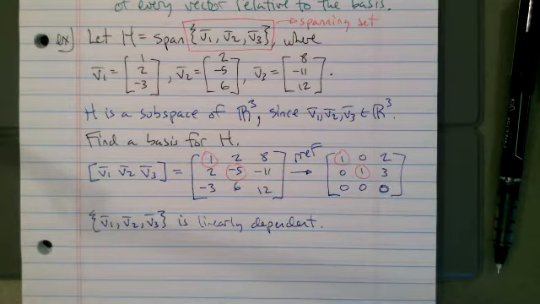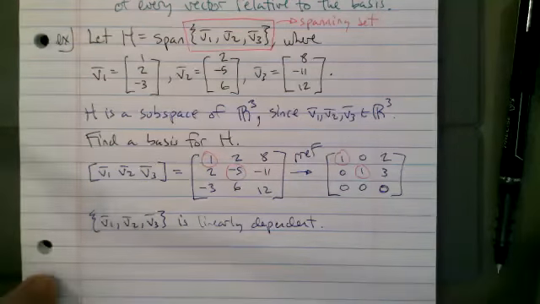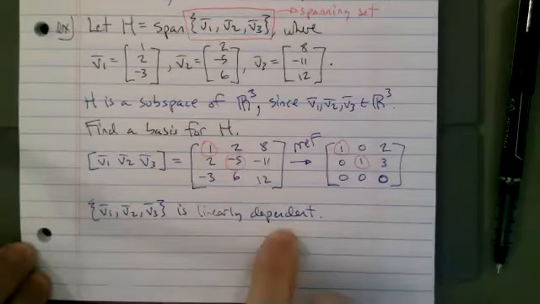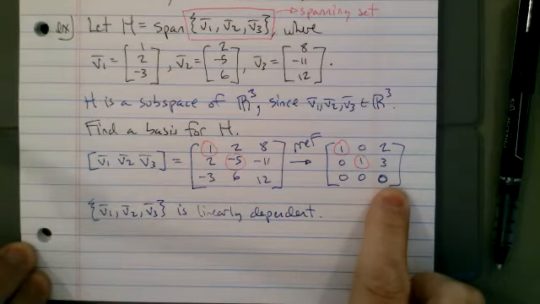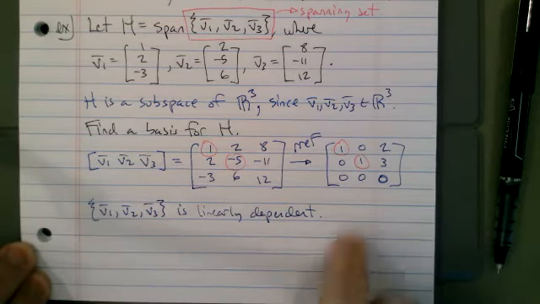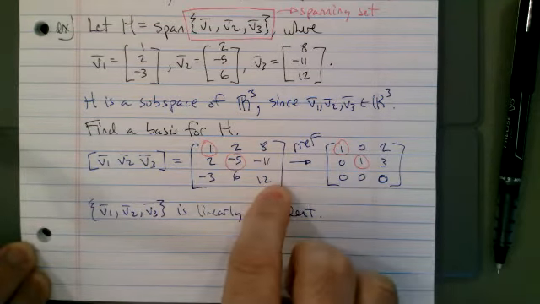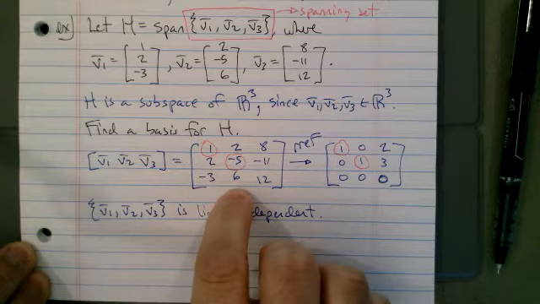But if we remove vector V3, then we'll just have vectors V1 and V2, and that set is linearly independent. So this set is linearly dependent because we can see that V3 is a linear combination. Oops, that's not V3. V3 is a linear combination of V1 and V2.